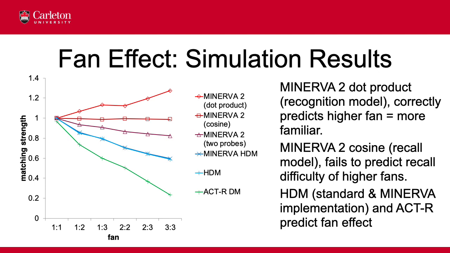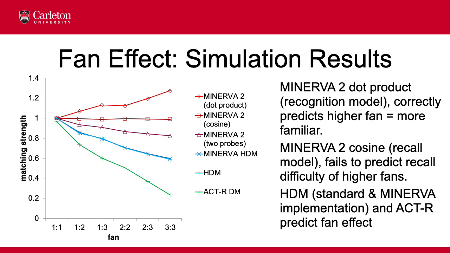For recognition tasks, Minerva uses the dot product as a metric of similarity between a cue and the pair retrieved from memory. Using the dot product, Minerva correctly predicts that pairs with higher fans are more familiar to the participants. But the fan effect is not a familiarity judgment task. Discriminating between targets and foils requires correct recall.